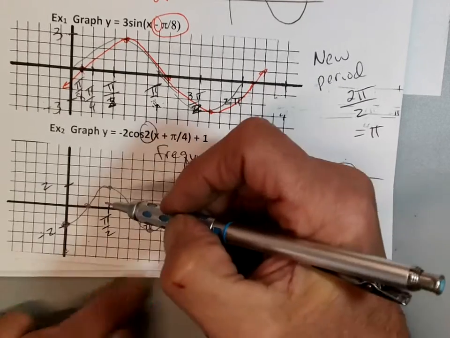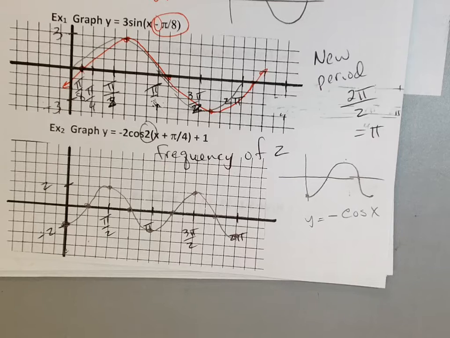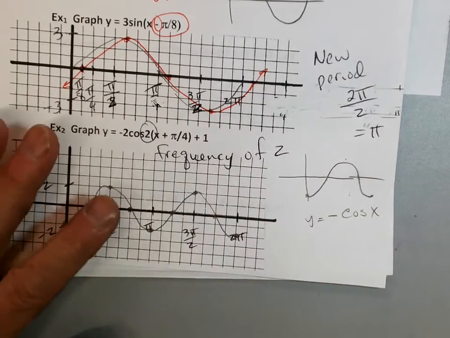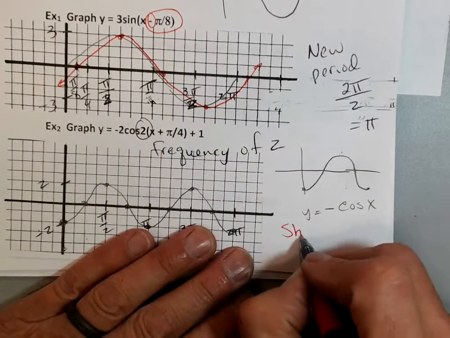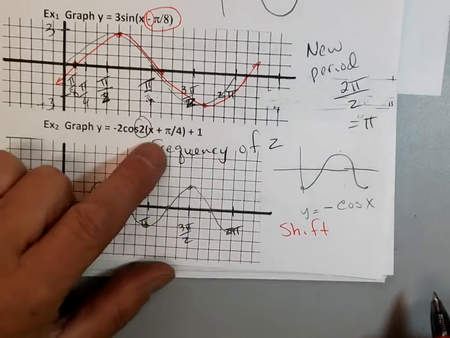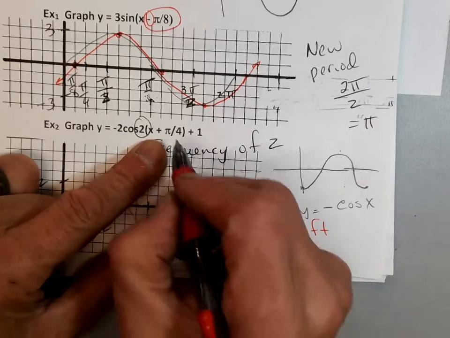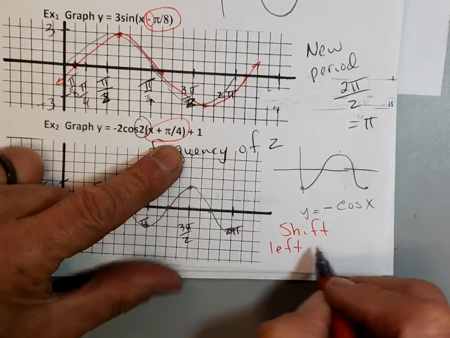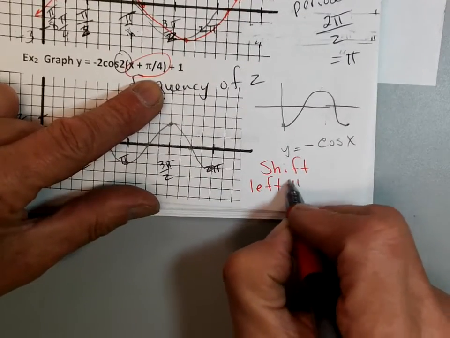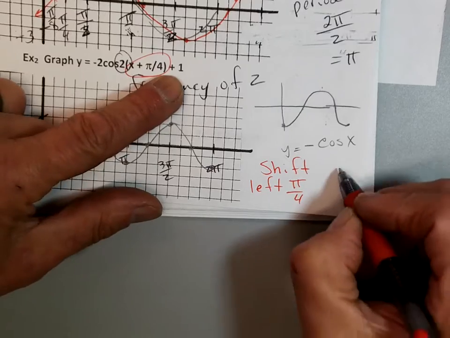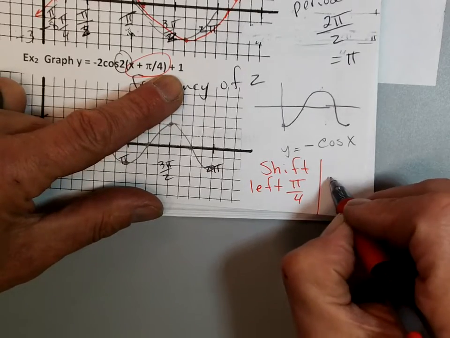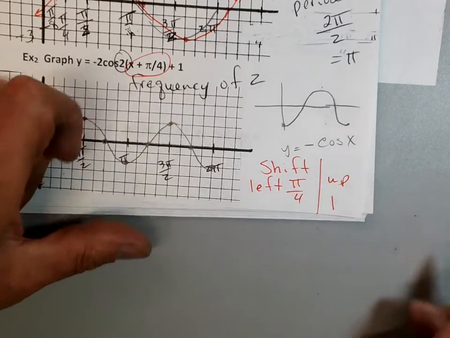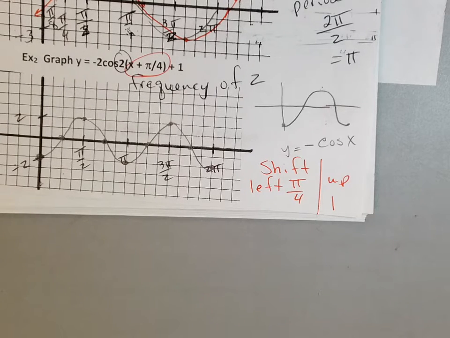Now that's done in pencil because I'm going to do a phase shift and a vertical shift, okay? So there's my standard curve. Now let's shift it. I'm going to move back, opposite. I'm going to go left, pi fourths. And I'm going to go up 1.